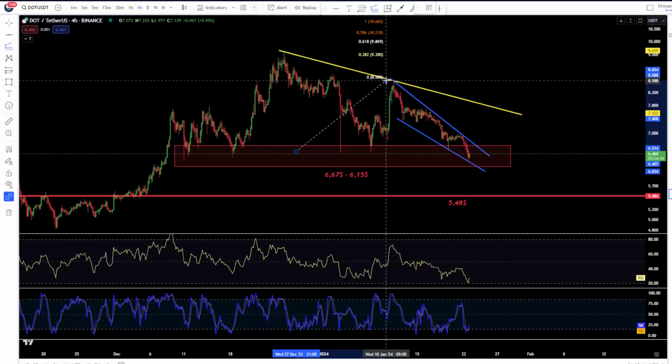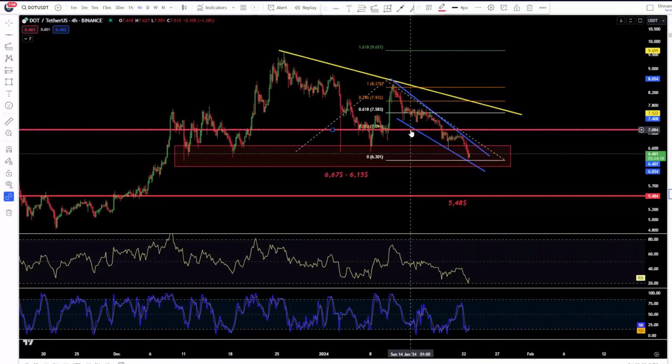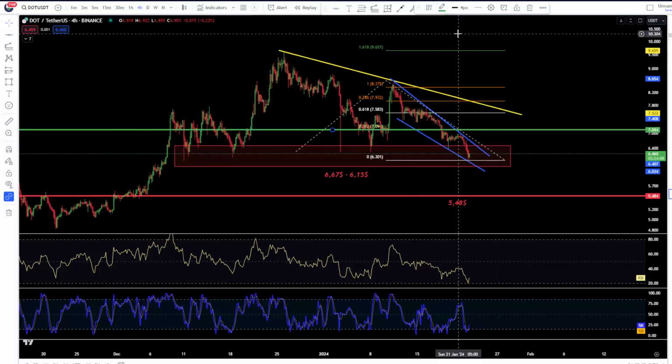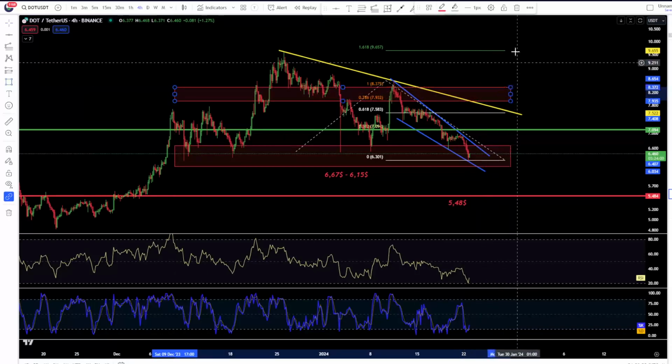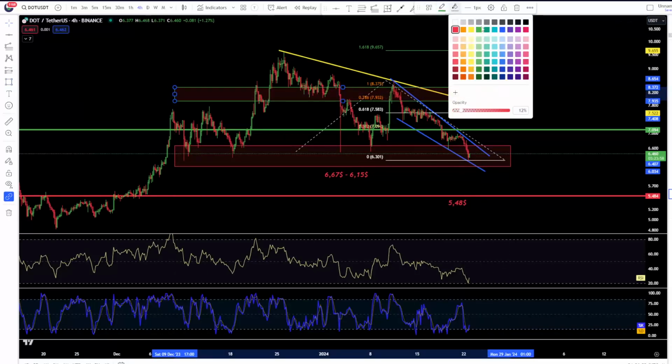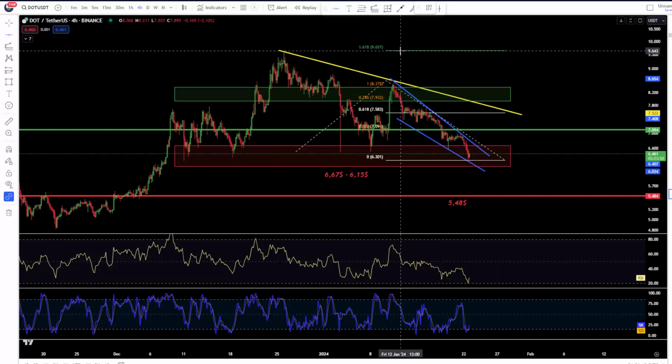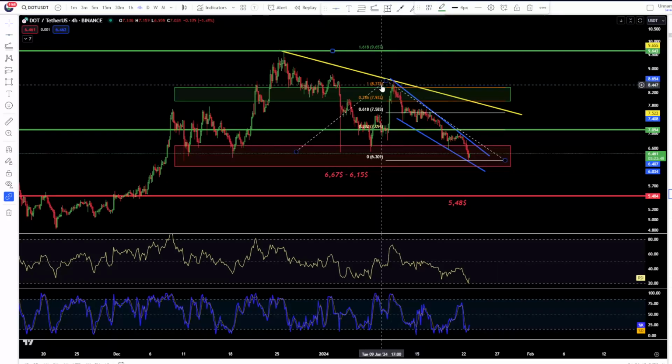Looking the other way, we see resistance at $7.09. Then we can mark an important resistance zone from $7.94 to $8.37, and then we have very strong resistance at $9.64.